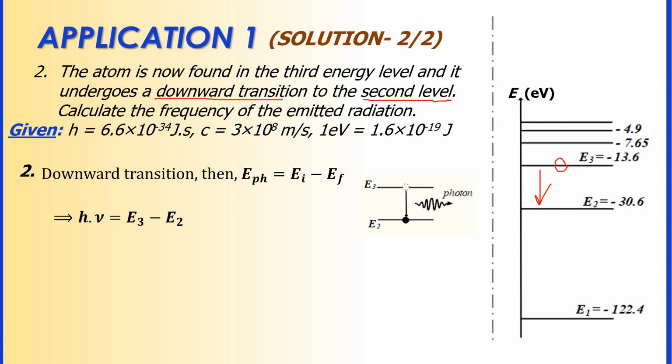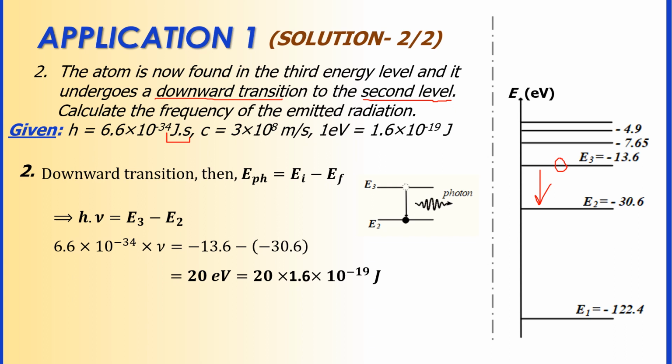And E2 is given as minus 30.6 electron volt. So just replace. Okay? Now, electron volt isn't accepted as a unit, especially since h is in joules times second. So we'll convert the energy value to joules, and that's what you can see here. Continuing with simple mathematics, frequency equals 4.8 times 10 to the power 15 hertz.